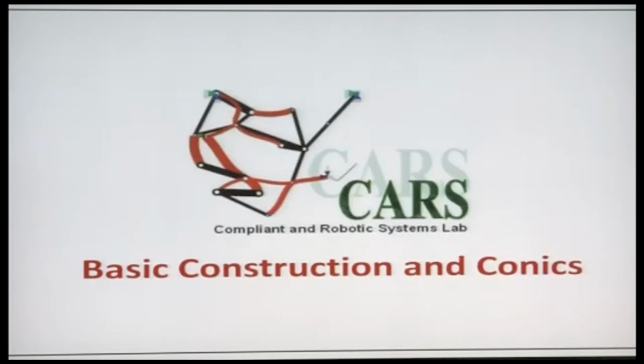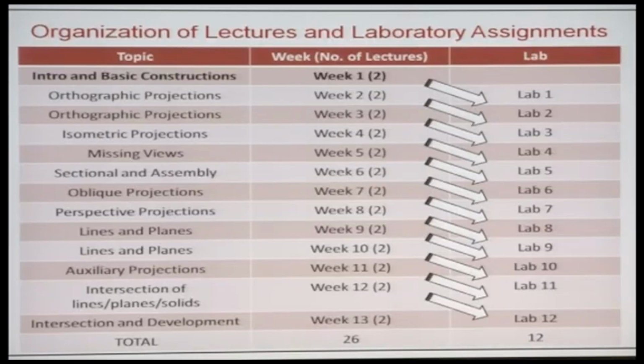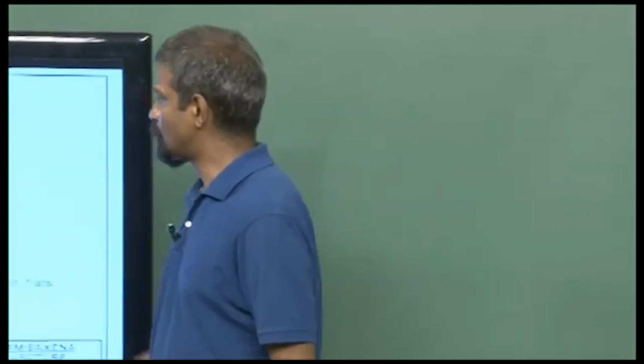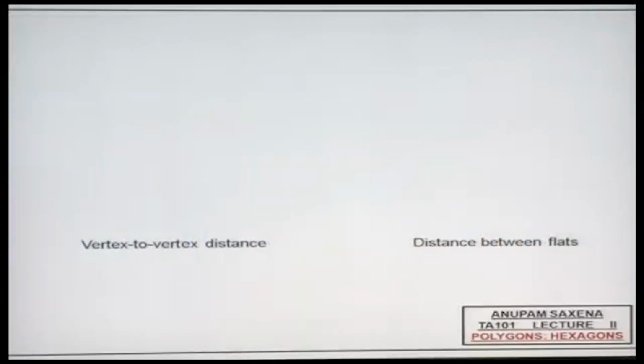But anyhow, so basic construction and conics. This is what I'm going to be covering in this lecture. This is the second lecture in the first week, Introduction, Basic Constructions. All right, so we will be focusing on how to construct a hexagon. It's a member of the family of polygons. And there are two methods that we'll be discussing, vertex to vertex distance method and distance between flats.